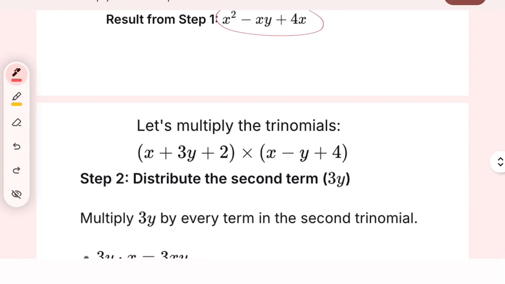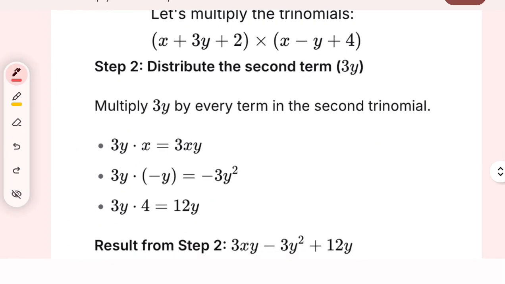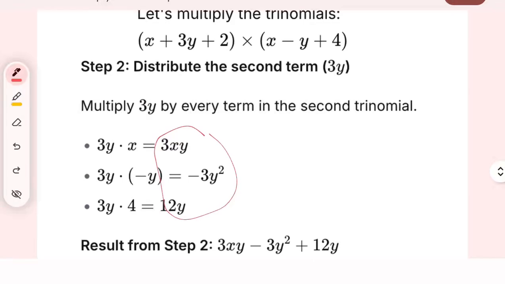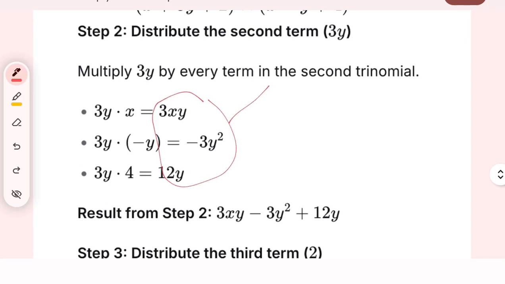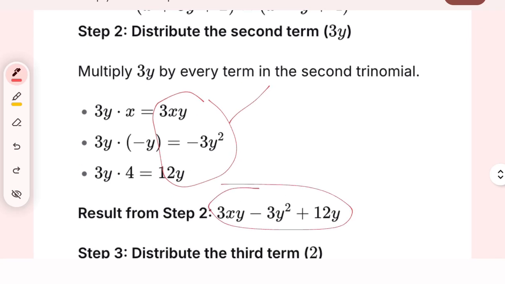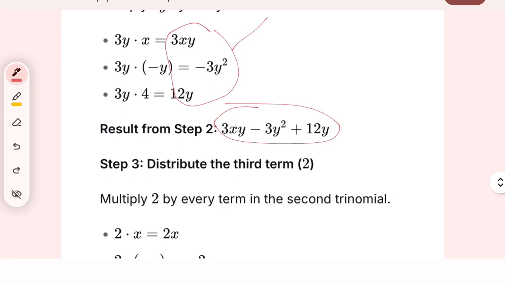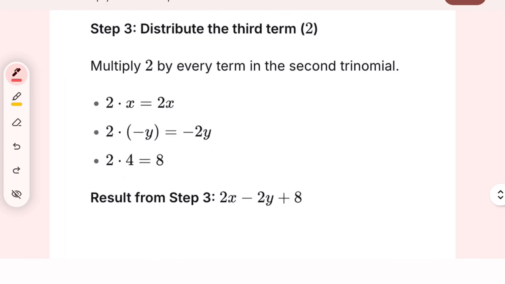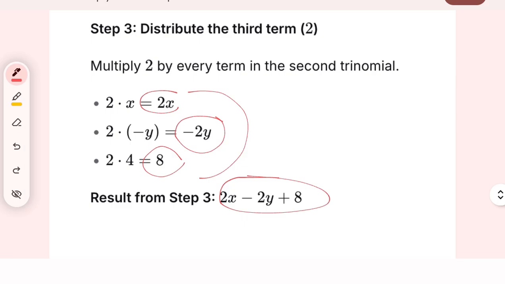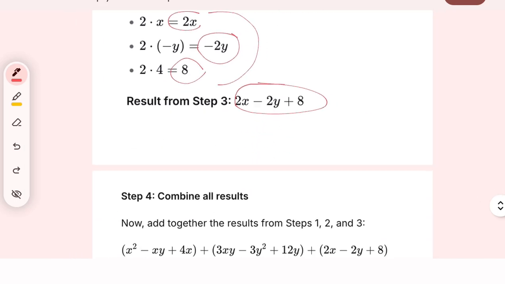So the second step, we distribute the 3y. So these are the answers when we distribute 3y, right? 3y times x, 3y times negative y, 3y times positive 4. And you just need to combine them, once you have all those 3. And the last one is we need to distribute the third term, 2. So 2 times x, 2 times minus y is minus 2y, 2 times 4 is 8. And then you combine these 3, it will be this one. So once you have all multiplied, you just need to combine all the 3.